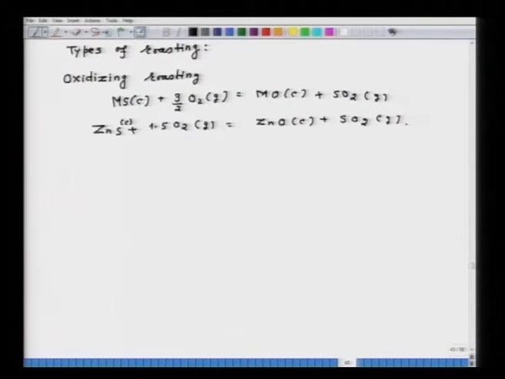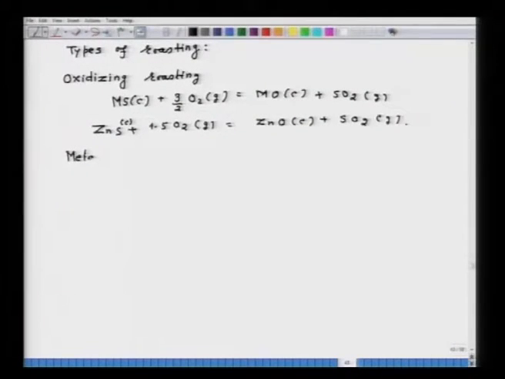In carrying out oxidizing roasting, you take a sulphide ore and pass air, providing an oxidizing atmosphere. You have to control the amount of oxygen so that metal sulphate does not form if it is not required. In this oxidizing roasting, many times metal sulphate may also form.